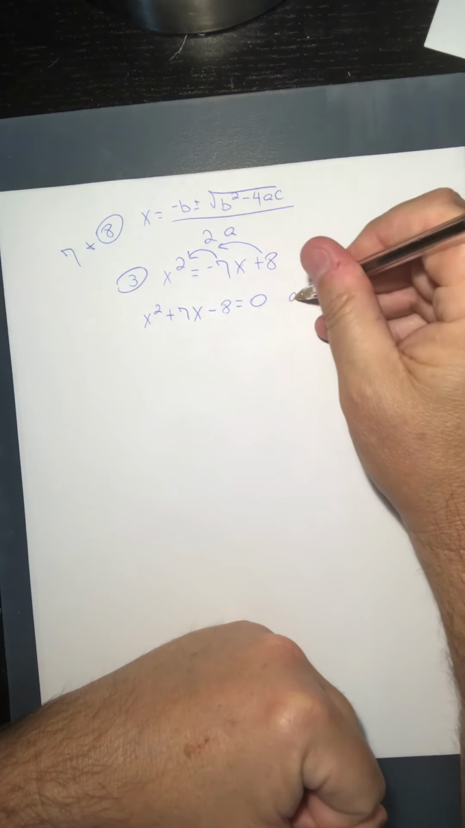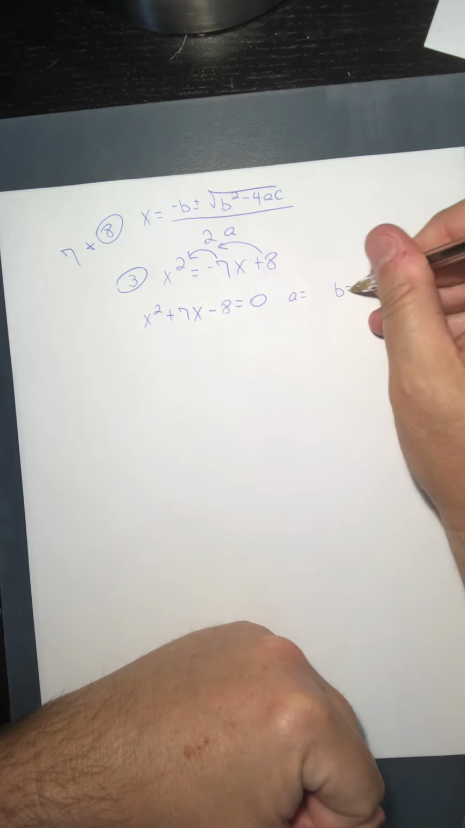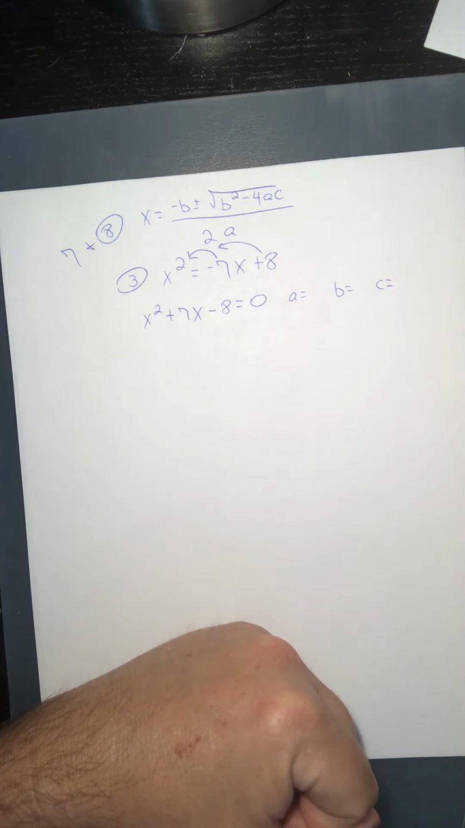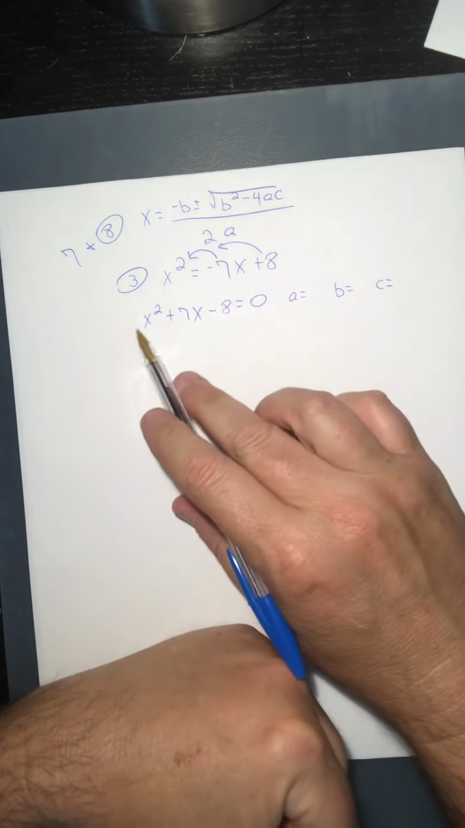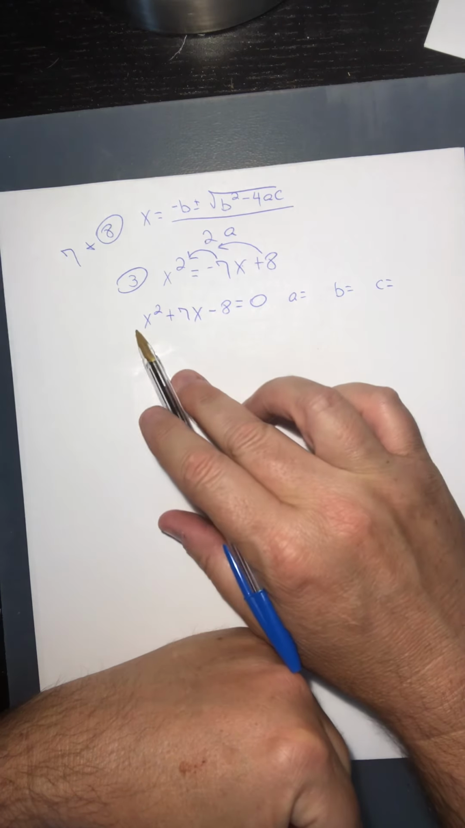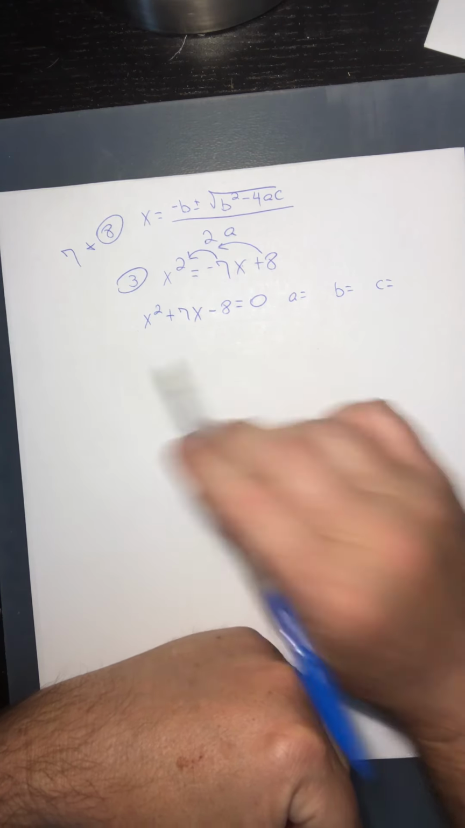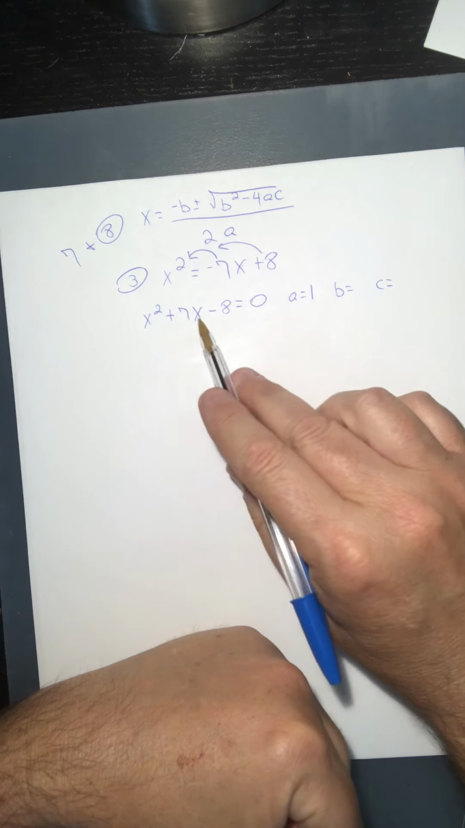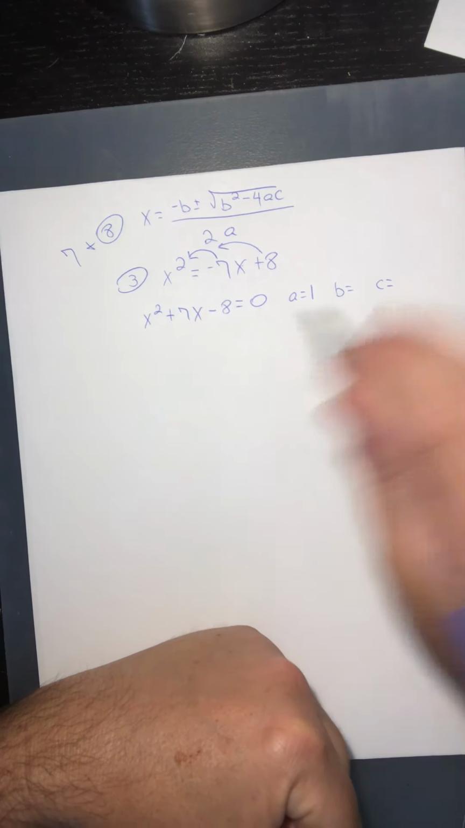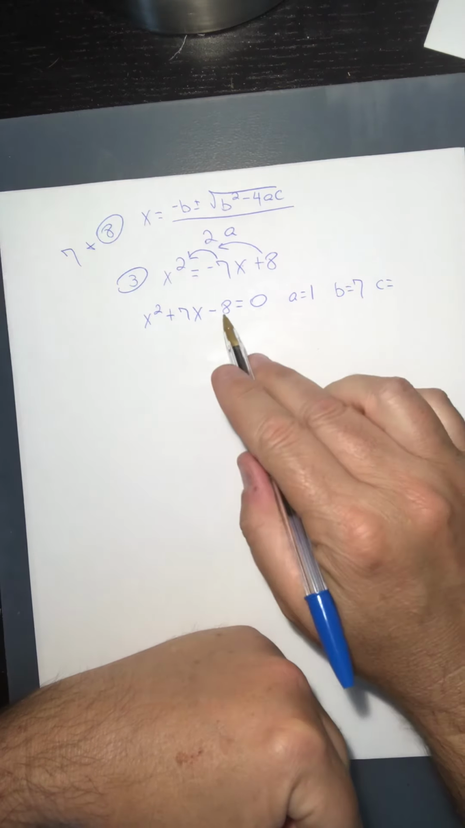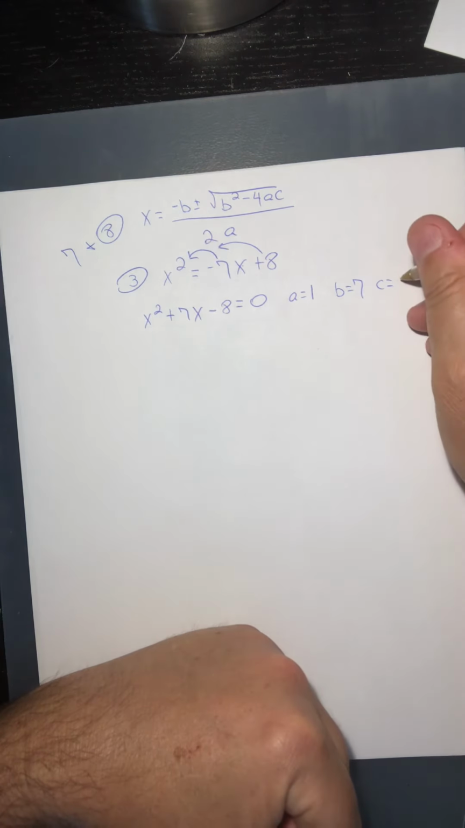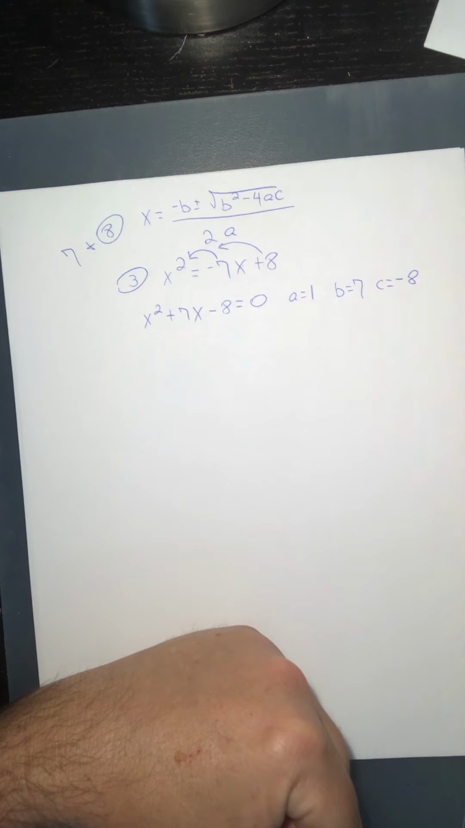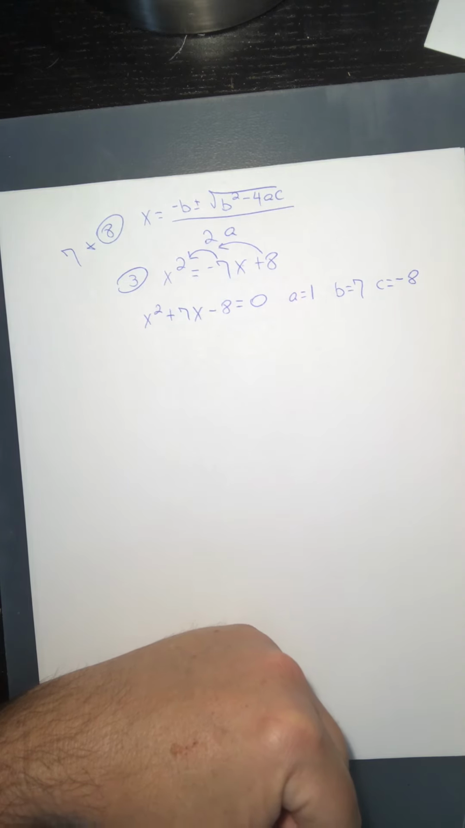Now I'm ready to list my A, my B, and my C. Remember, your A comes from in front of the x squared. I don't see anything. It's an imaginary 1, so I'm going to write 1. My B comes from in front of the x value. It is 7. And my C is my constant or my number without a variable. And remember, signs have to come with that number. With all of these numbers, the signs are important.